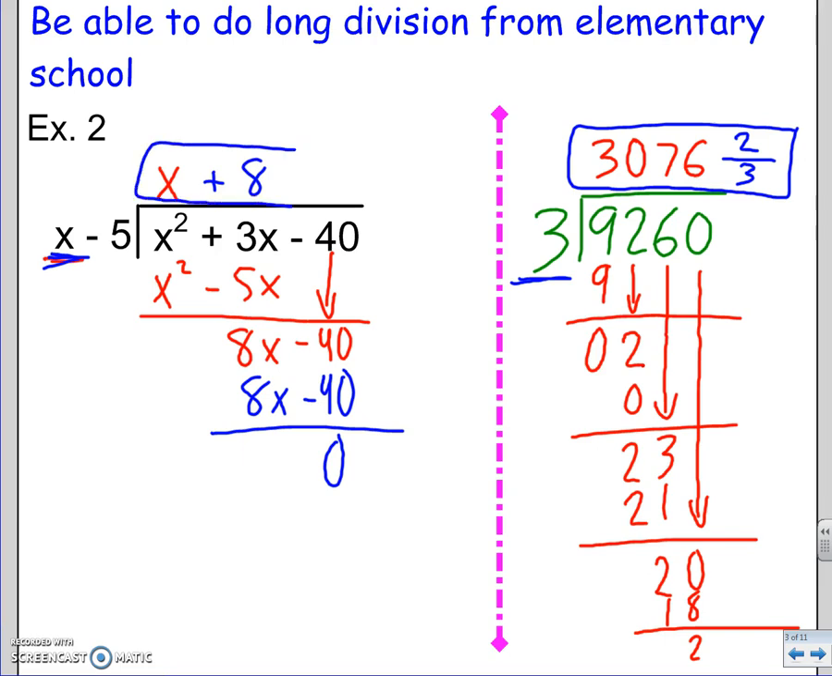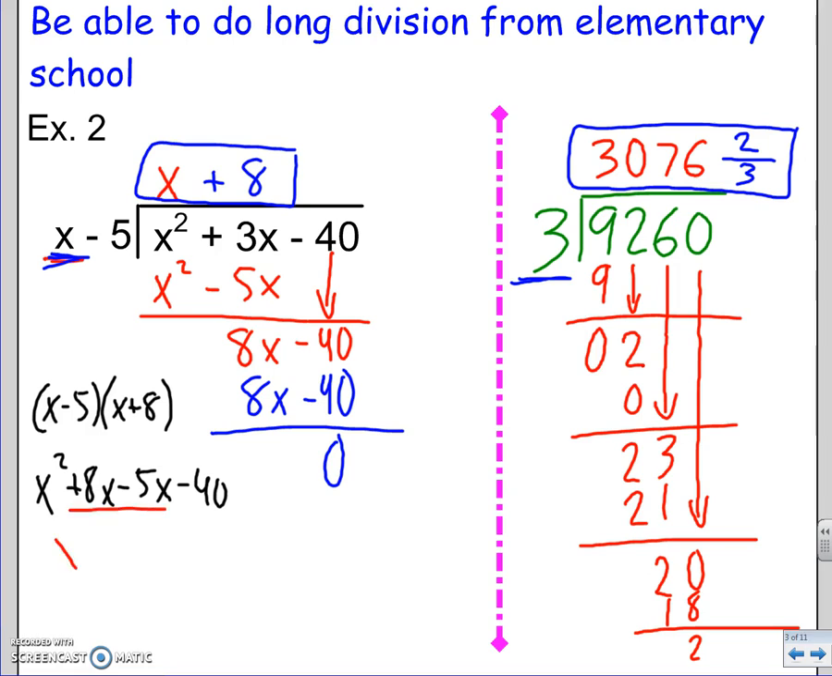So I don't need a remainder of 0. That's my answer. Now, if you don't believe me, I could quickly show you that if I multiplied x minus 5 times x plus 8, I should get that thing back inside. So if I FOIL or double distribute, that's x squared plus 8x minus 5x minus 40. Combine like terms, basically combine this middle part, I get x squared plus 3x minus 40, which is the same thing inside. So that's how you do long division with letters.